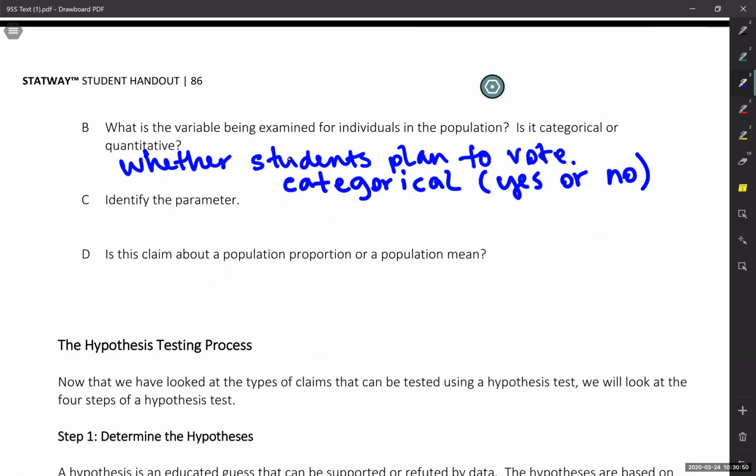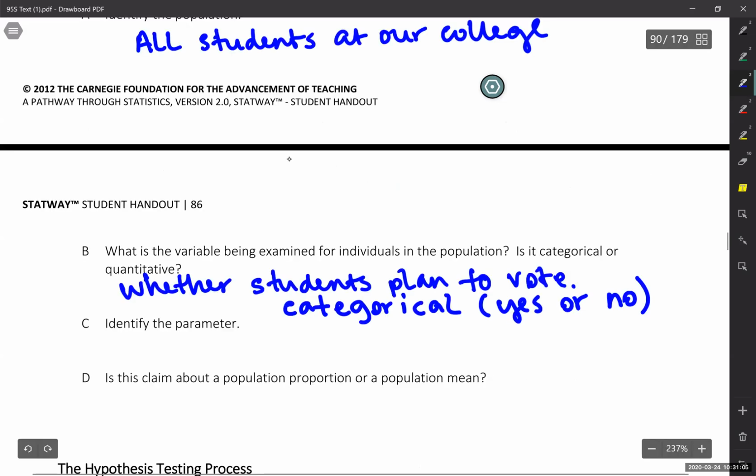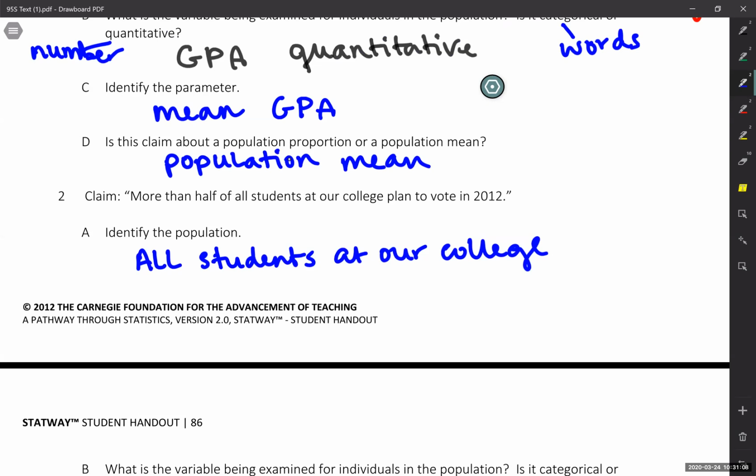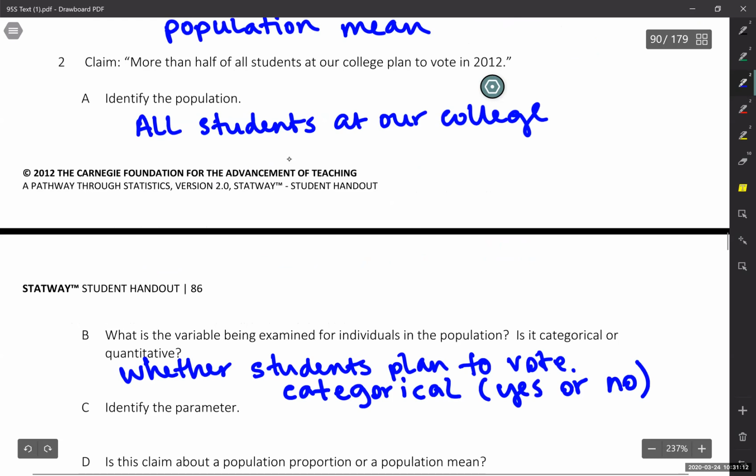All right, so now we want to identify the parameter. What number are we evaluating about the population? And the parameter for this problem is, well, let's just look at the last one. The last one was the mean. This problem, the parameter is going to be the proportion of students who plan to vote.